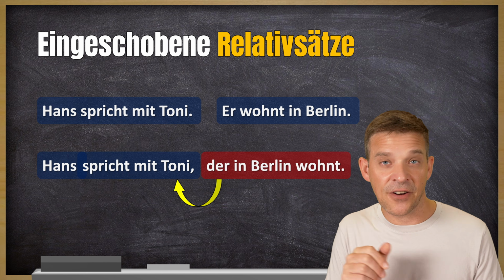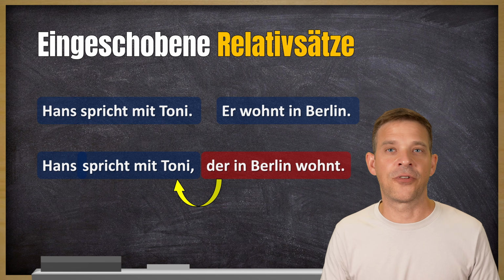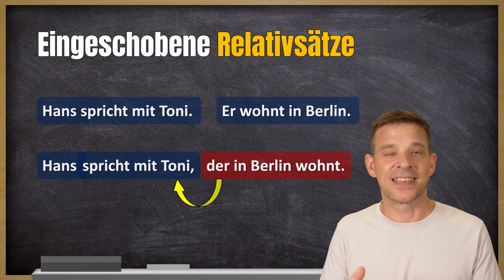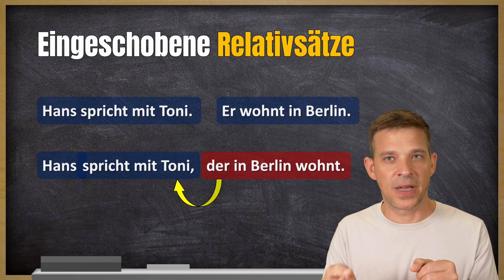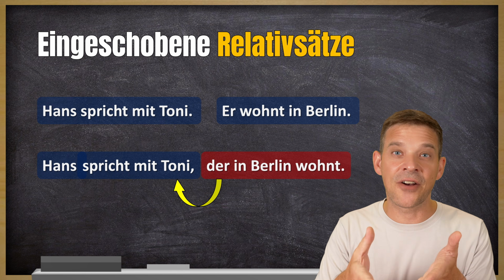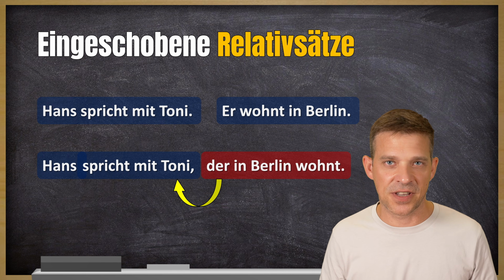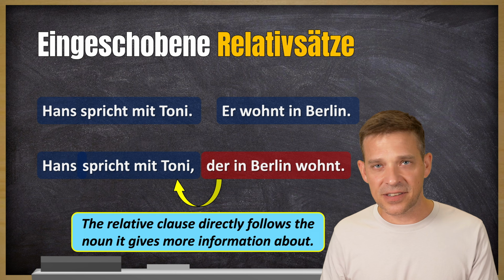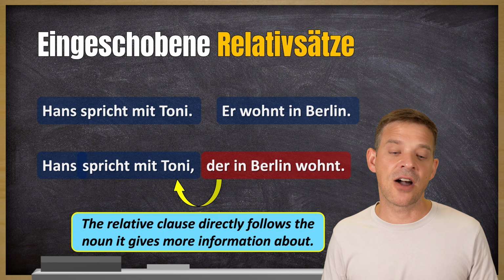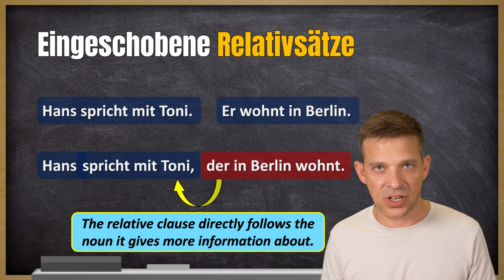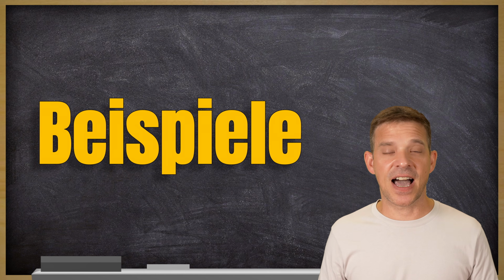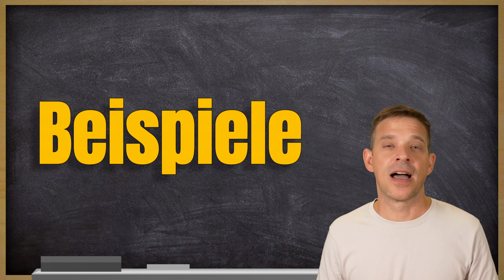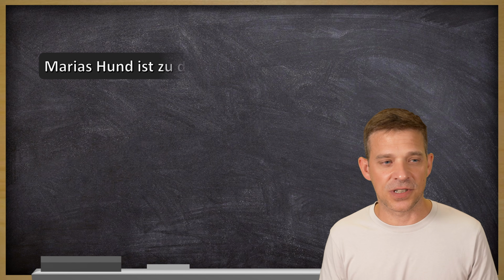This is not an embedded relative clause, this is just a normal relative clause, but you see that in general a relative clause can give you additional information, and also give you clarity about the context. The relative clause directly follows the noun it gives more information about. This is what we had before. Machen wir ein paar Beispiele für embedded relative clauses.